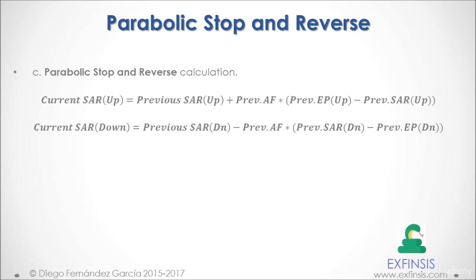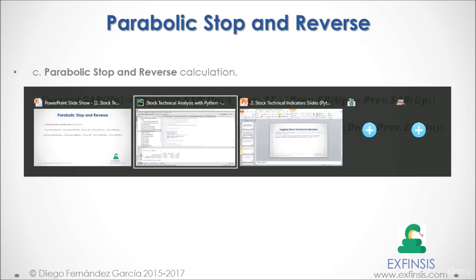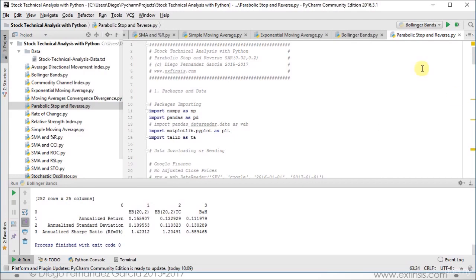Great. So let's go back into our Python PyCharm IDE so that we can study parabolic stop and reverse with greater detail. Excellent. So here we are back within our Python PyCharm IDE. In this lecture, we'll be working within the parabolic stop and reverse code file. If you have any questions about its setup, please go back to section 1, Stock Technical Analysis Data lecture, where all of that is explained with greater detail.